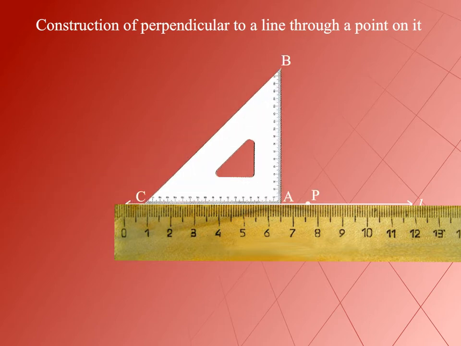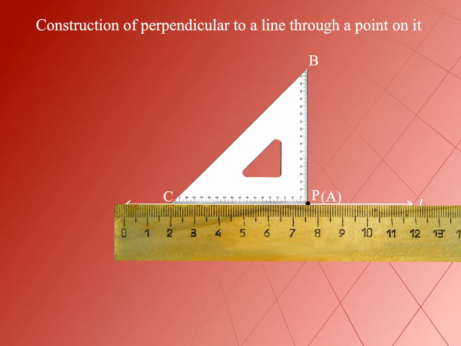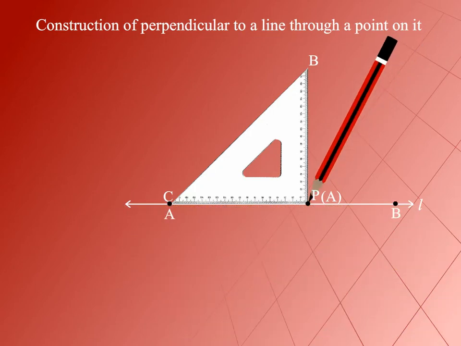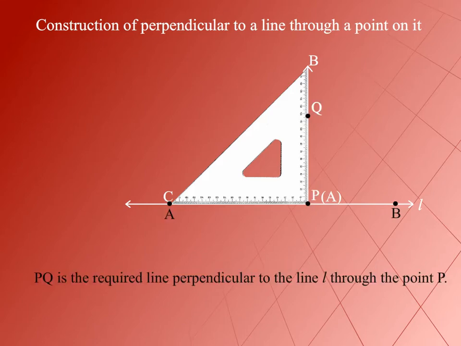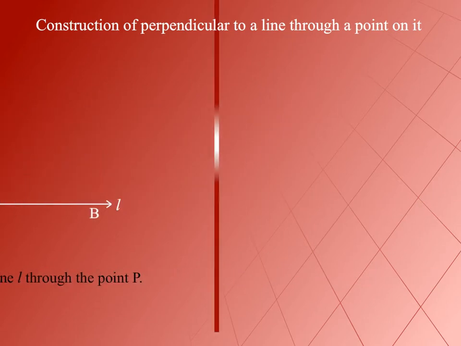Place the ruler so that one of its longer edges lies along the line L. Holding the ruler fixed, place a set square ABC as shown here. Slide the set square along the edge of the ruler until A coincides with P. Holding the set square fixed in this position and removing the ruler, draw with a sharp pencil a line PQ along the edge AB as shown here. PQ is the required line perpendicular to the line L through the point P.